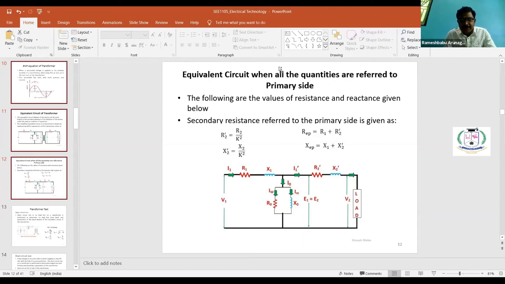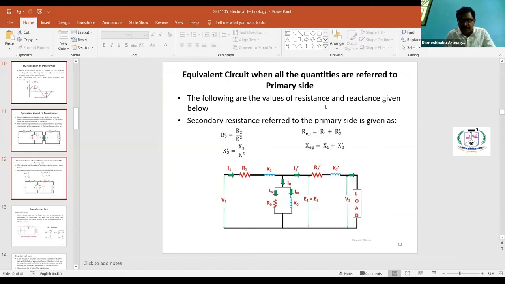The resistance, reactance and load, everything I transfer to the primary side. How to transfer? With the help of the transformation ratio, which you have studied. K is equal to E2 by E1, V2 by V1, N2 by N1, I1 by I2. What is the transformation ratio of the transformer? K is equal to E2 by E1 is equal to V2 by V1 is equal to N2 by N1 is equal to I1 by I2. This is the transformation ratio.